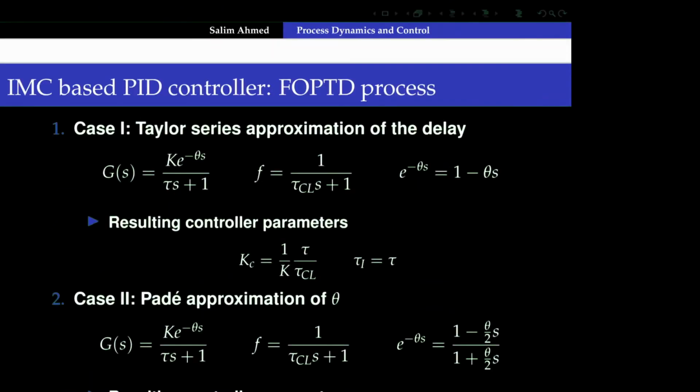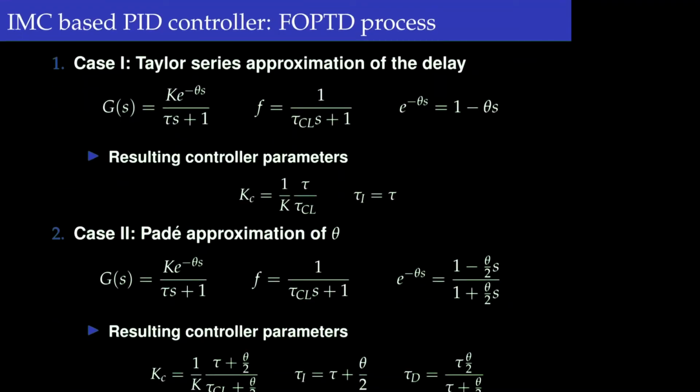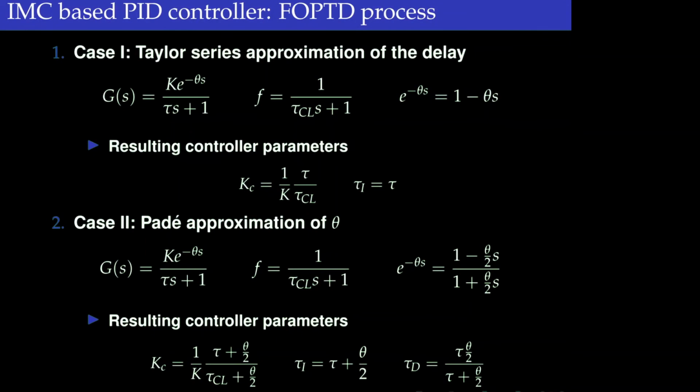Now if we apply this IMC technique for controller design, say we take the case of a first order plus time delay model and we define this filter to be 1 over (tau CL s plus 1). This is really equivalent to the DS method defining the closed loop response. And for this delay, we can use the Taylor series to approximate the delay. We need an approximation for that. So if we do that, we end up getting the controller parameters.